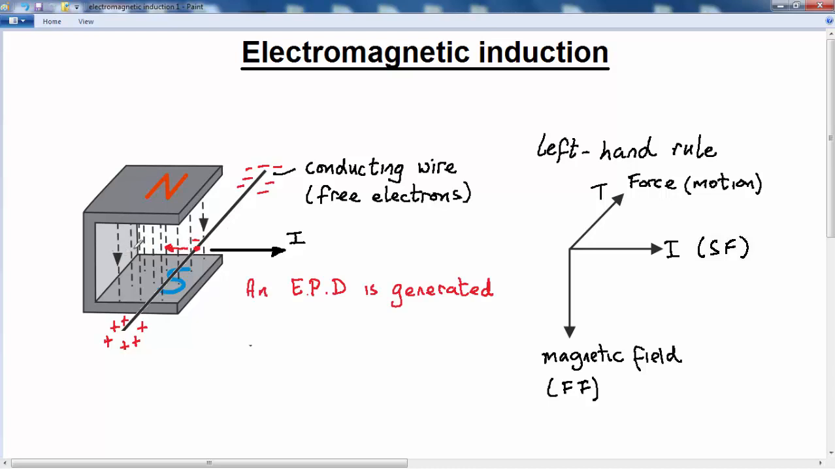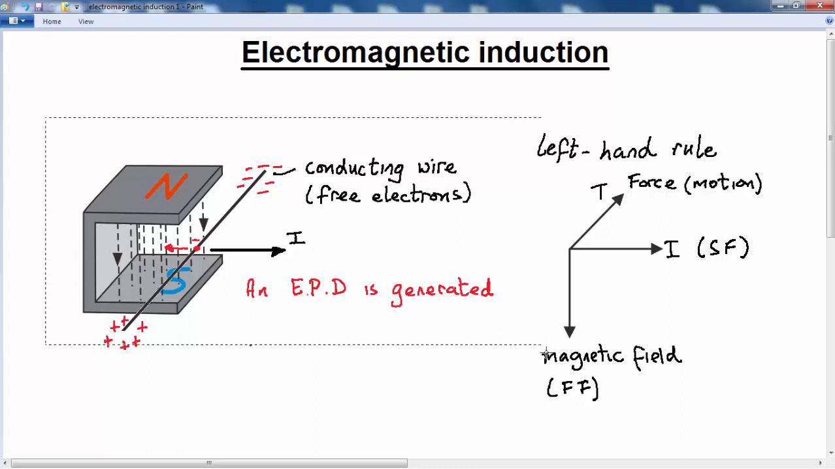Now if I reverse the direction, then the current direction will switch around. Now the electron is moving in this direction and the conventional current direction will be in the opposite way, and as a result the force acting on the electrons will act in the opposite way, and the negative charge will then accumulate at this end and the positive charge will accumulate at the other end, and so the sign of the electrical potential difference generated across this cable will change.